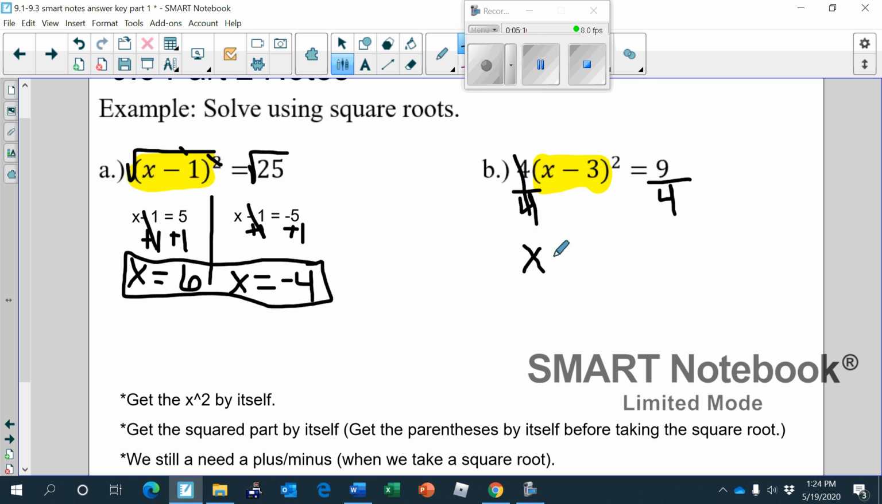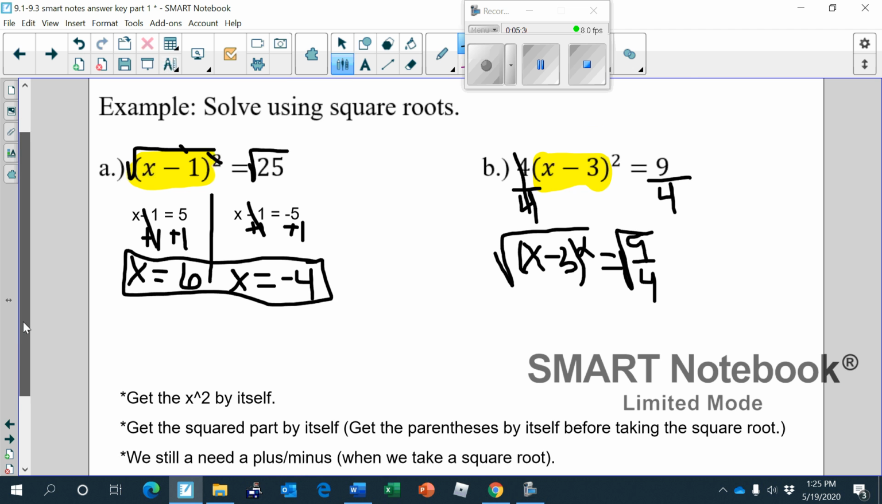And for right now, I'm going to keep it a fraction, and I'll tell you why in a minute, okay? So now I have x minus 3 still in my parentheses, right? Squared is equal to 9 over 4. Okay. So now that my parentheses are by themselves, nothing else is hanging out outside, right? Now I can take my square root. Right, go for it. You guys can do this too. Let's take that square root on both sides.